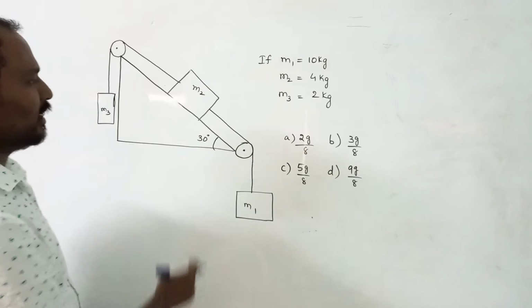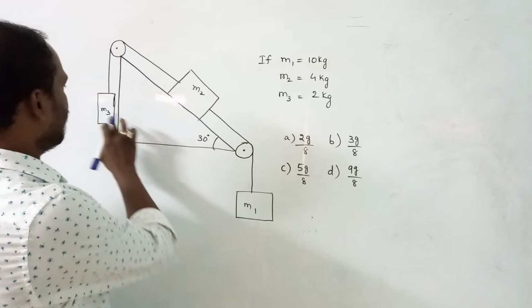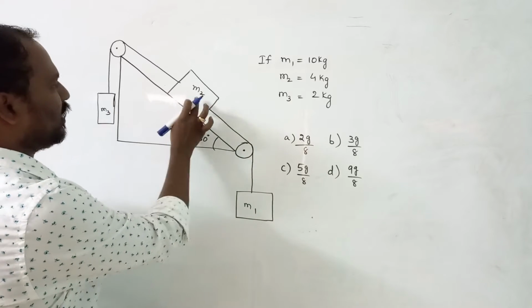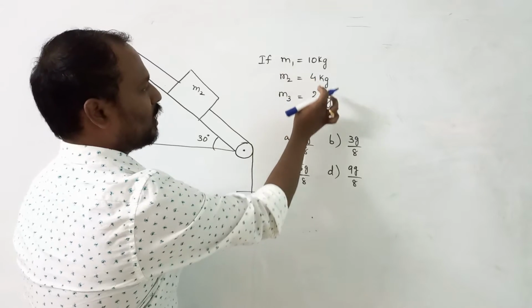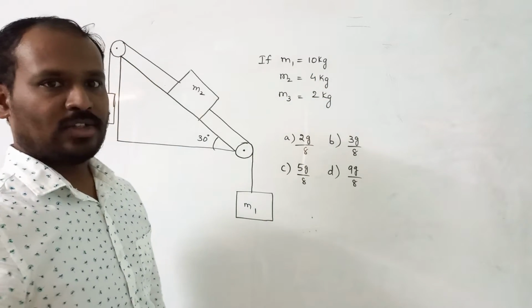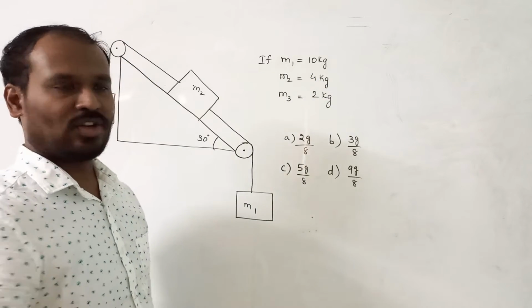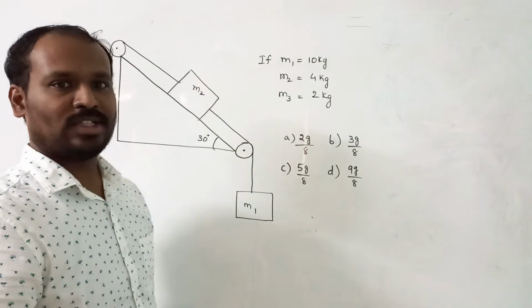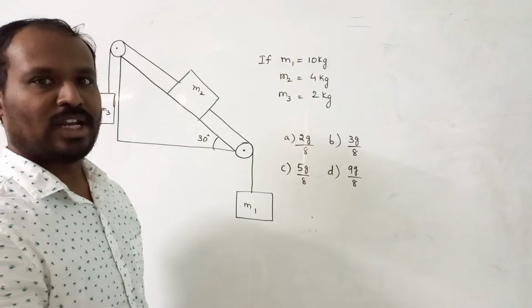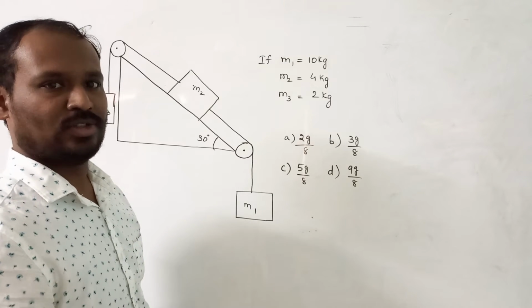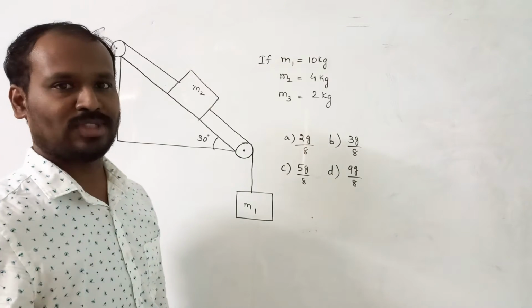So here M1, M2 and M3 are given as 10 kg, 4 kg and 2 kg. Here we need to find the acceleration of the system. How will you find this acceleration of the system? There is one simple technique. Let me explain that technique so that you can solve these kinds of problems easily.